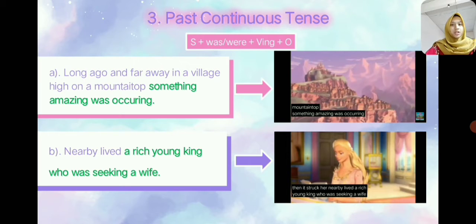Number 2: Nearby lived a rich young king who was seeking a wife. A rich young king is subject, was seeking is was plus verb ing, a wife is object. A rich young king named King Dominic was seeking a wife. The sentence tells that at some point in the past, King Dominic was seeking a wife and it was still occurring in the past until he arranged with Princess Anneliese.